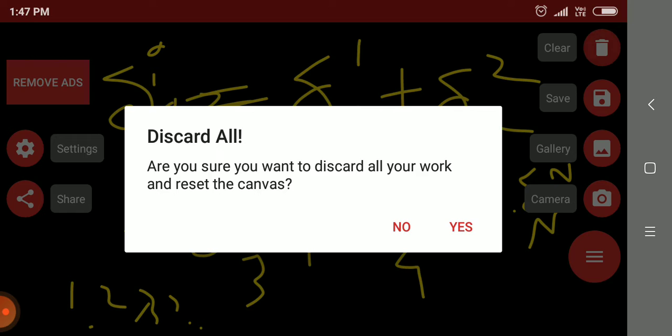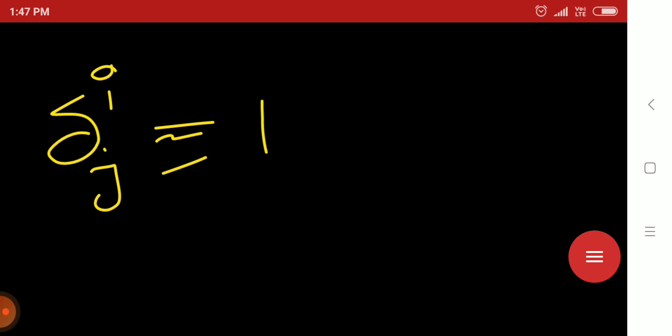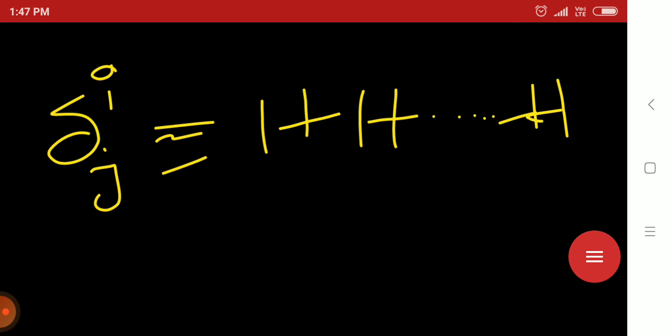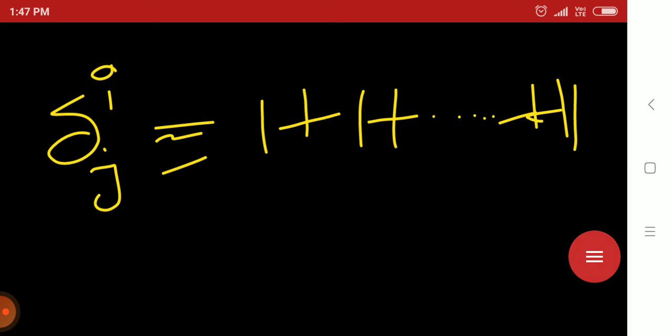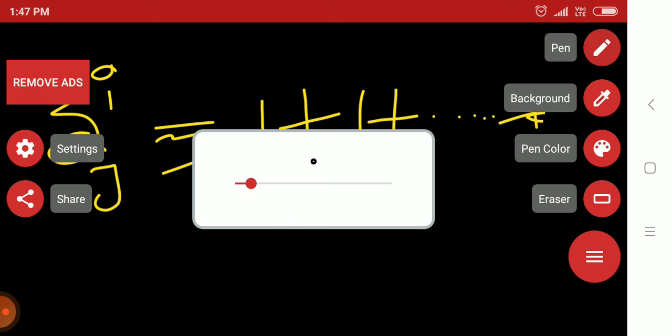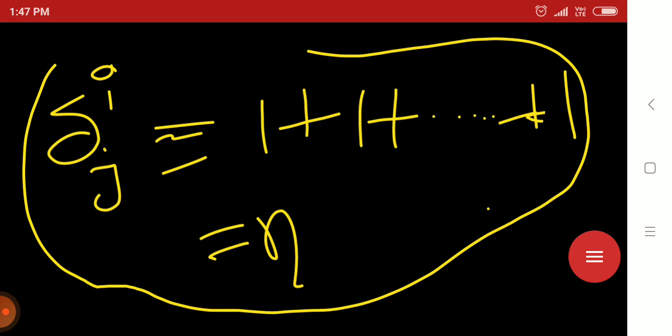What can we write from the definition of the Kronecker delta? From the definition of Kronecker delta, we can write delta ij equals 1 plus 1 plus 1 plus dot dot dot up to the nth term, that is 1 up to n terms. So if we sum 1 up to n terms, then we get the total summation equals n. So this is Einstein's summation of the mixed tensor of Kronecker delta.